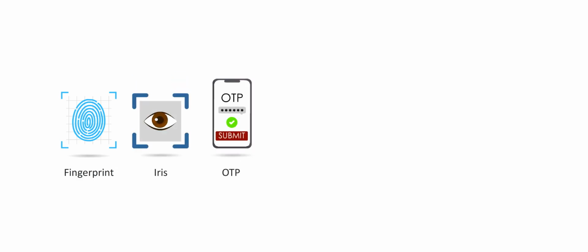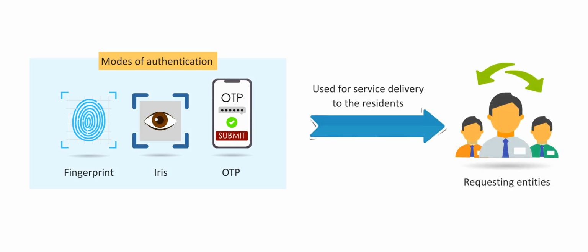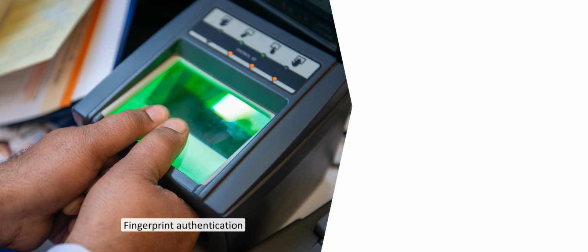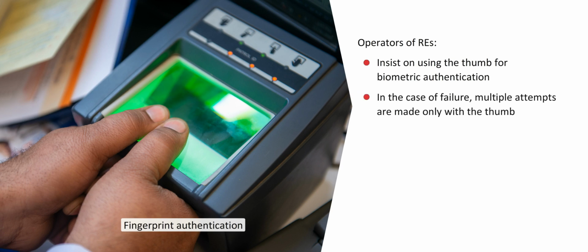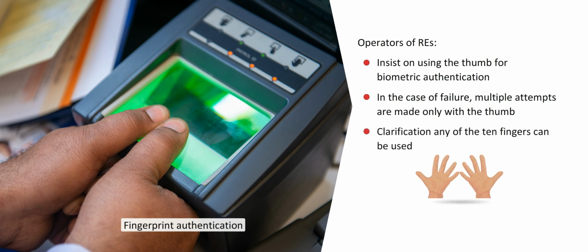Fingerprints, iris, and OTP modes of authentication have been effectively used by various requesting entities or REs for service delivery to the residents. Most of the beneficiaries are able to authenticate using these modes of authentication. In the case of fingerprint authentication, some operators of REs insist on the use of the thumb for biometric authentication, and in the case of failure, multiple attempts are made only with the thumb. It is hereby clarified that any of the 10 fingers can be used for fingerprint authentication.